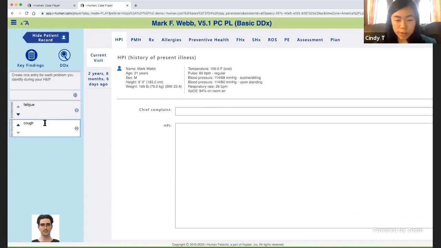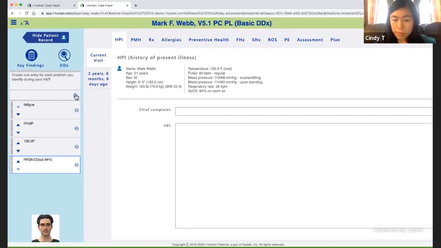Okay, so his temperature is a little high, 100.0. Not quite a fever. Heart rate 80. Blood pressure is within normal limits. Respiratory rate is a little high at 26. And his O2 sat is 94% on room air.